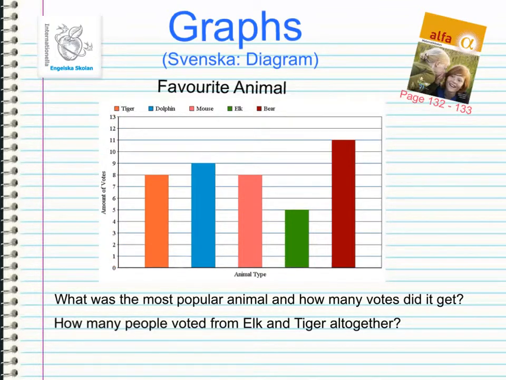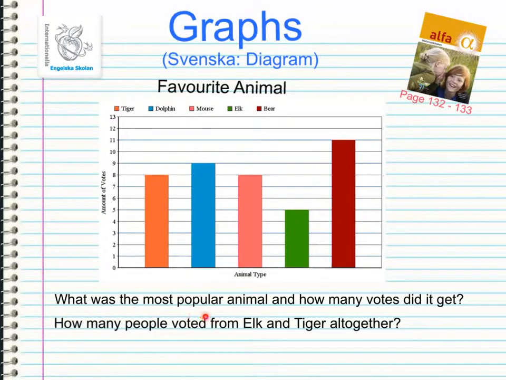It's also worth looking at this part here. We can see that the orange represents a tiger, blue is a dolphin, pink is a mouse, green is an elk, and brown is a bear. So straight away we can look at this and see that an elk wasn't very popular, but a bear was popular. So let's have a look at the questions.